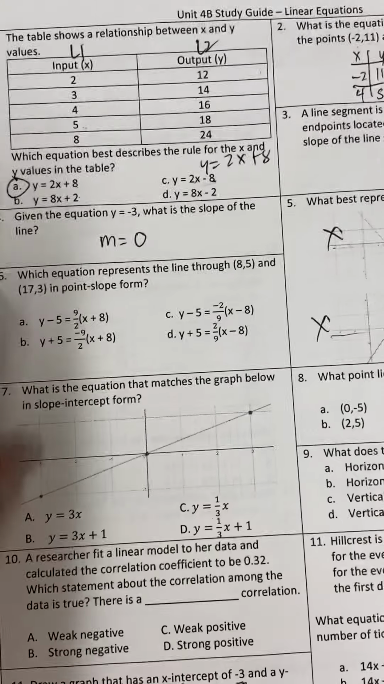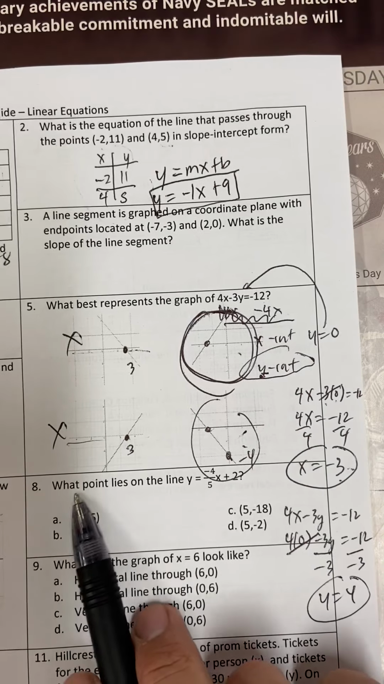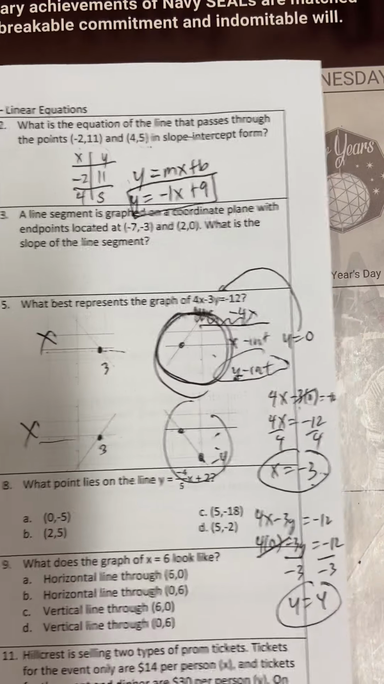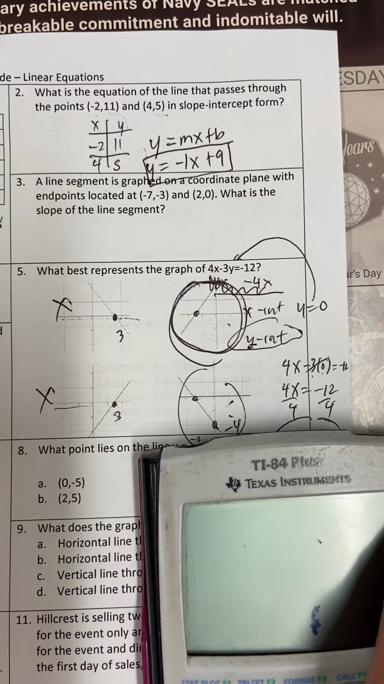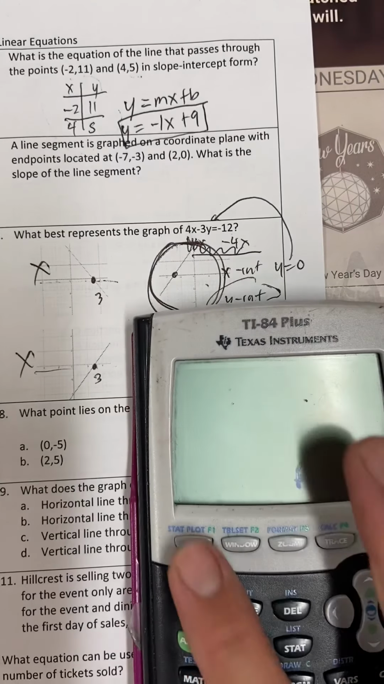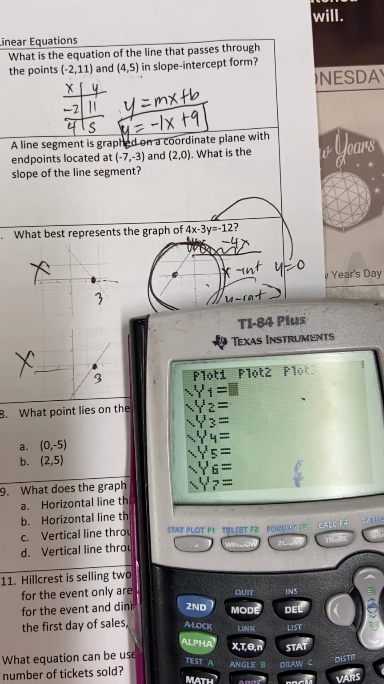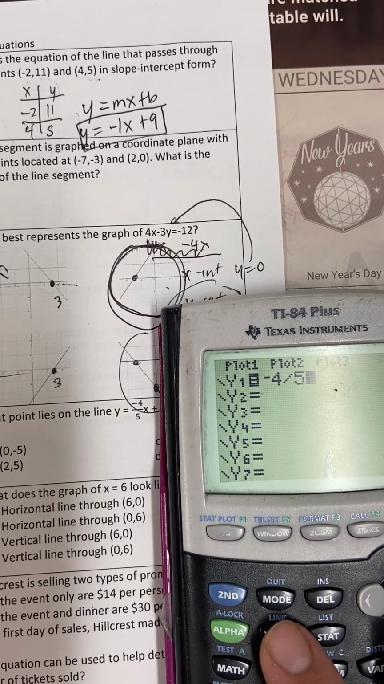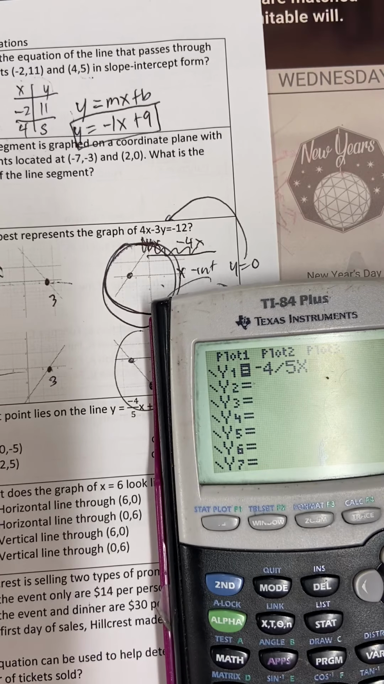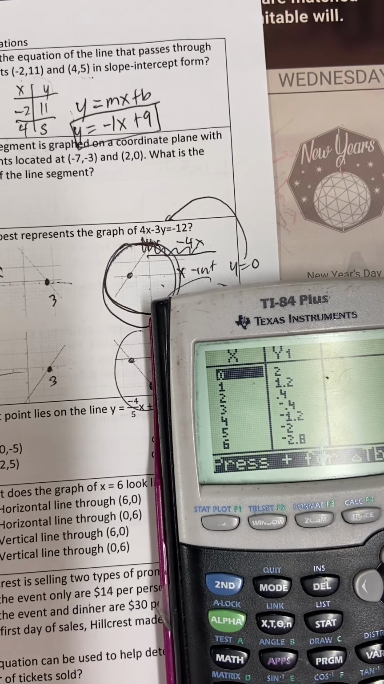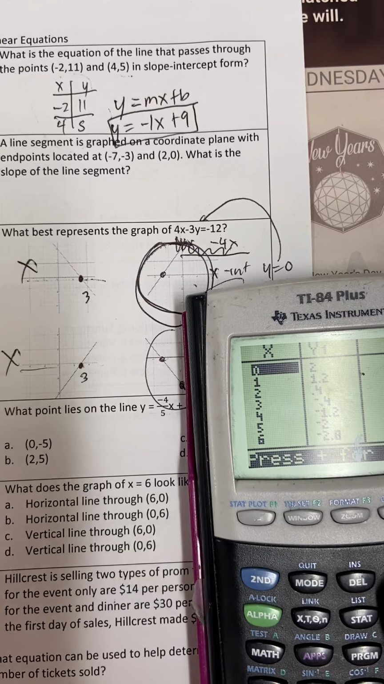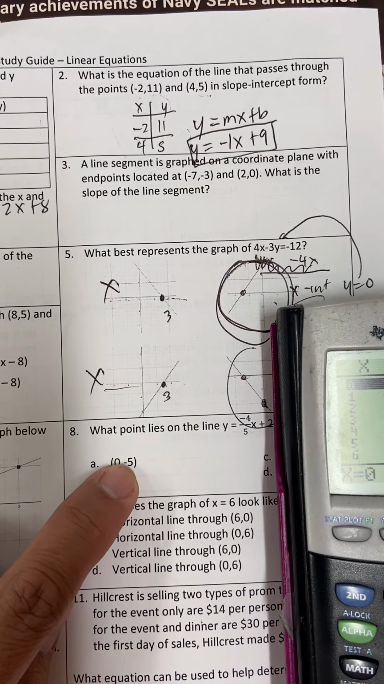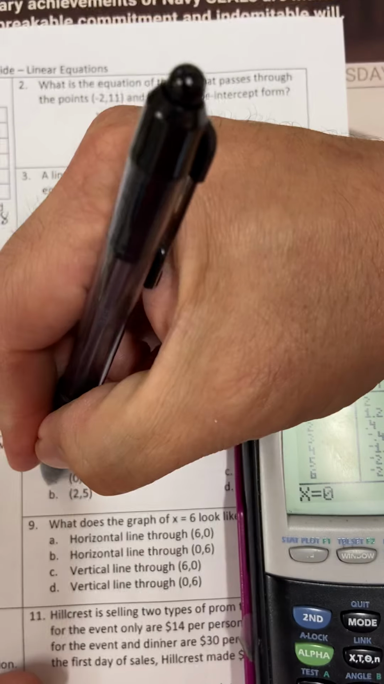Number 8. What point lies on y = -4/5 x + 2? The best way to do this one easily at this point is to use a calculator. Go to the y equals, delete that one, and type in the equation, which is -4 divided by 5, times x, plus 2. Second graph. Choice A is 0, -5. If you go to the table, I have 0, 2. Here, letter A is 0, -5, so letter A will be wrong. That's not the answer we're looking for.